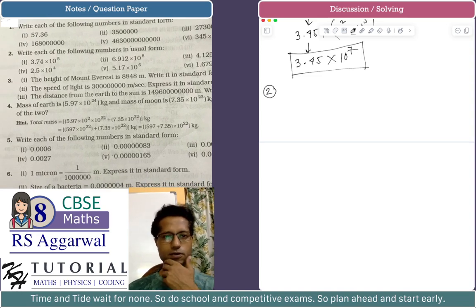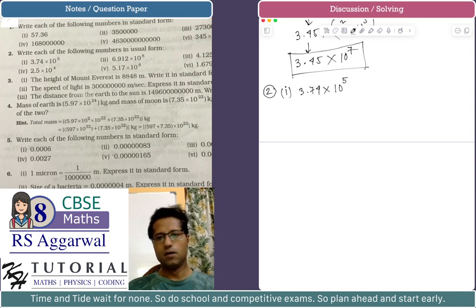Even though I did not discuss this part, how to convert a number in standard form to usual form, the concept is very straightforward and based on common sense. So let's say part 1 is 3.74 multiplied by 10 to the power 5.